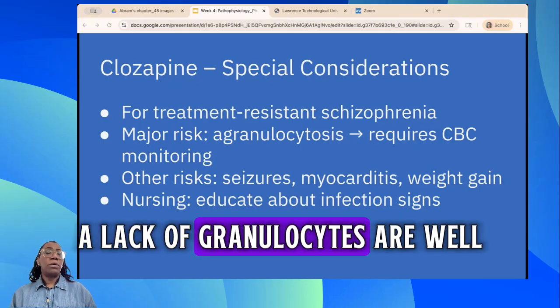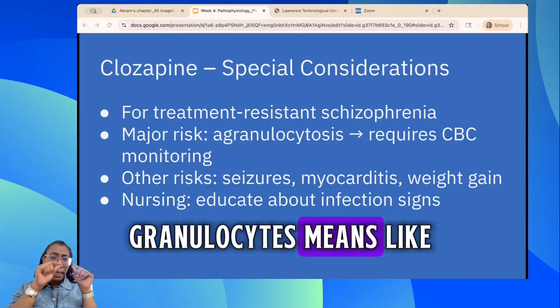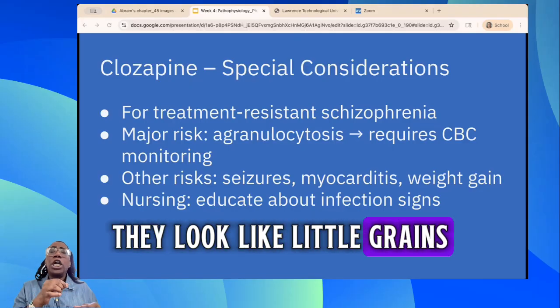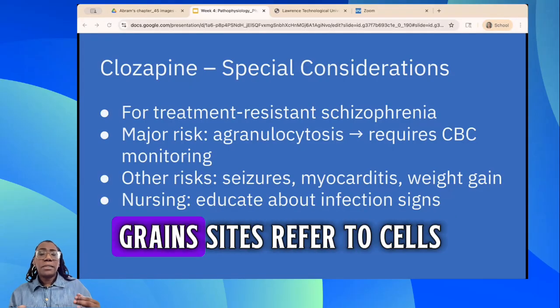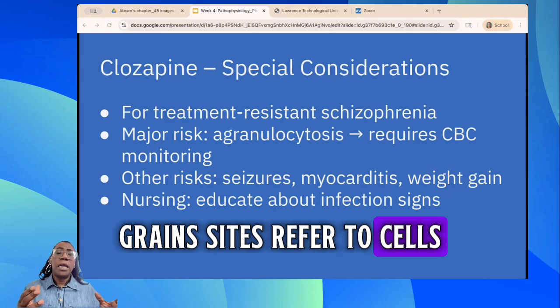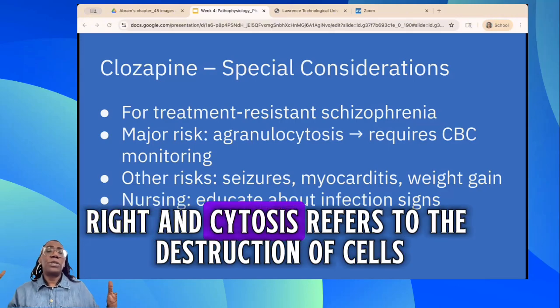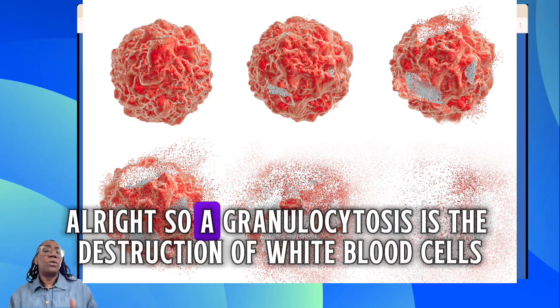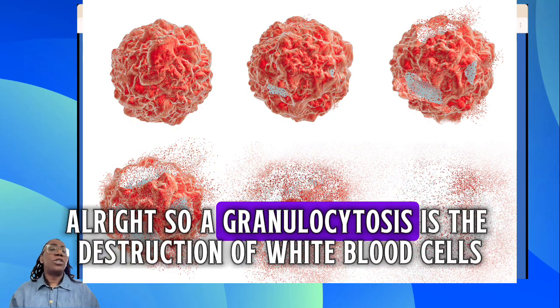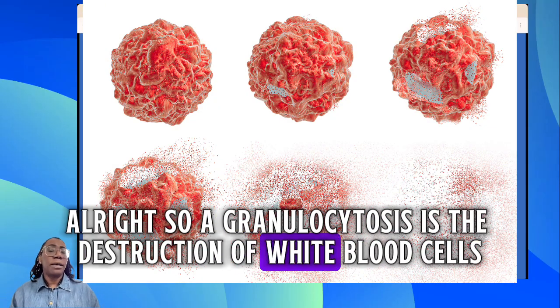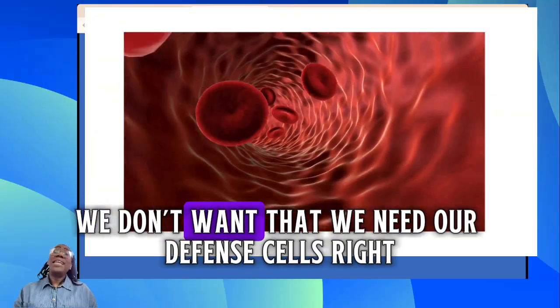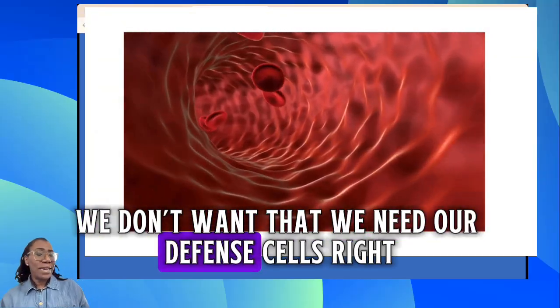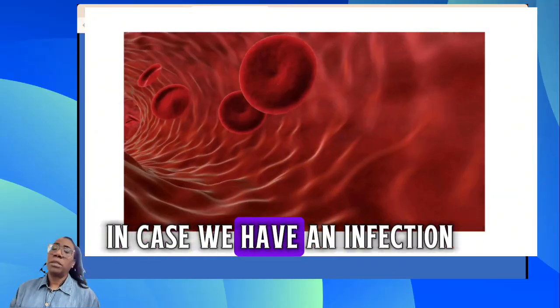Granulocytes are, well, granulo means they look like little grains, like sugar, right? Grains. Cytes refer to cells, and cytosis refers to the destruction of cells. All right, so agranulocytosis is the destruction of white blood cells. We don't want that. We need our defense cells, right, in case we have an infection.